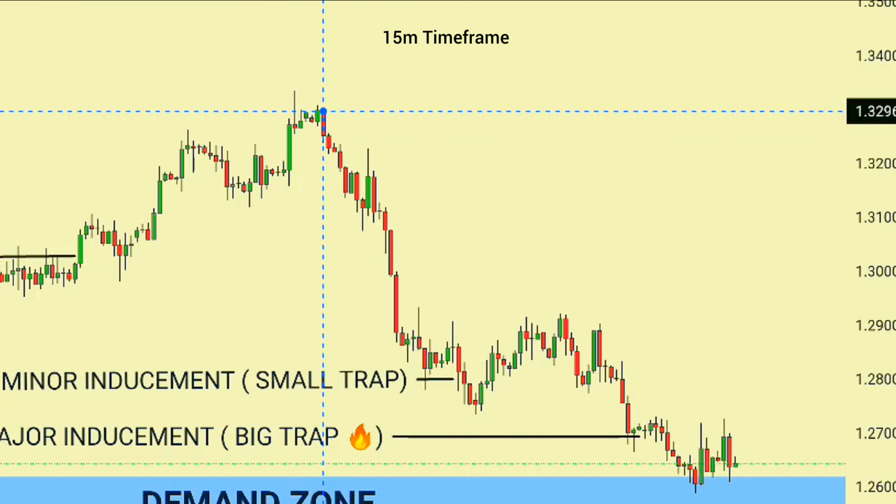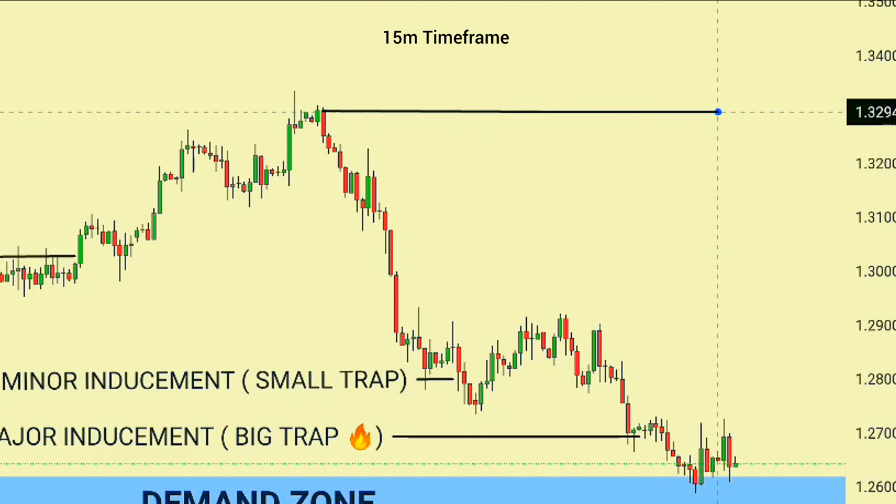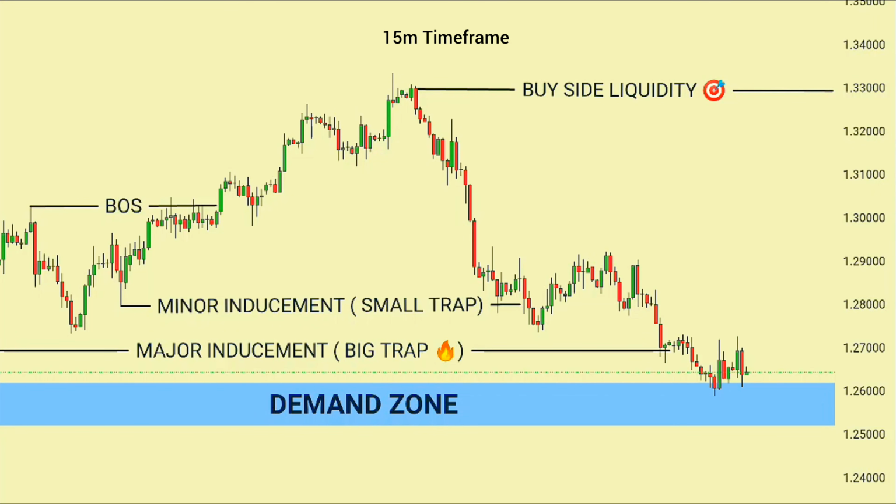Now, we are marking this point here above. This is buy-side liquidity. This is where all the previous entries are targeting. Traders who entered earlier have their profits and stop losses placed around this level. But here's the interesting part. If the market is still moving in a messy way below, why is it so interested in reaching this clean level above? Because this is the objective. All that messy movement you saw earlier is building up for a clean move toward this buy-side liquidity.